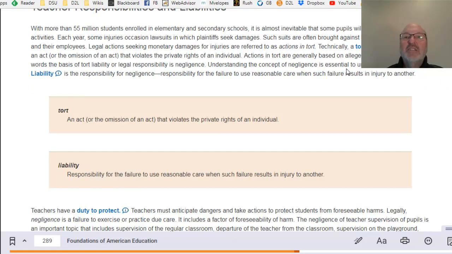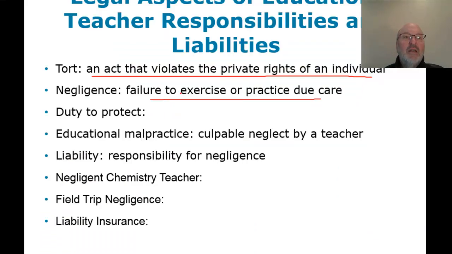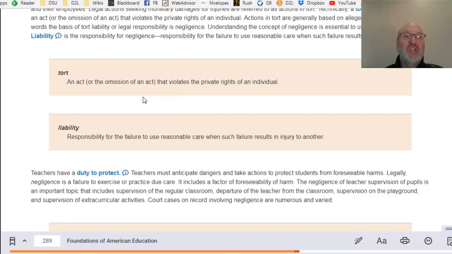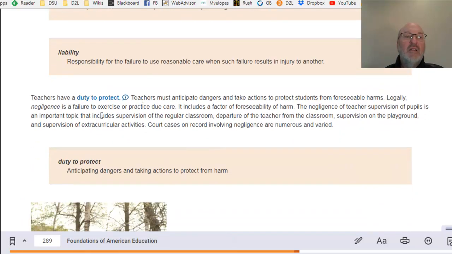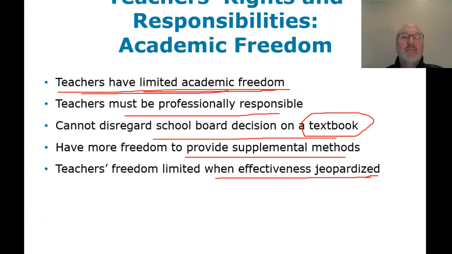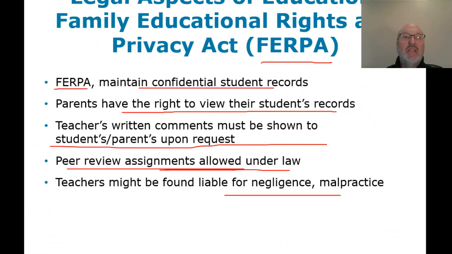Understanding the concept of negligence is essential in understanding liability. Liability is the responsibility for negligence, that is, failure to exercise or practice due care. So you don't want to be negligent as a teacher, because you have the duty to protect, and you're going to put that in here. This is about number 15.